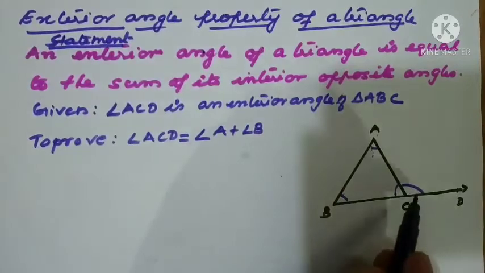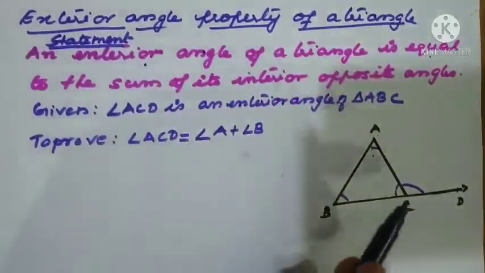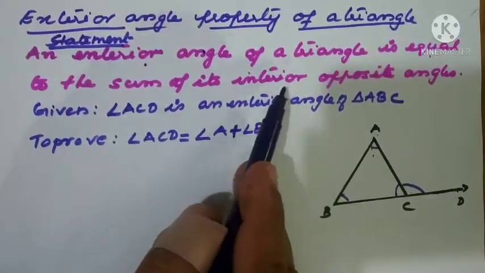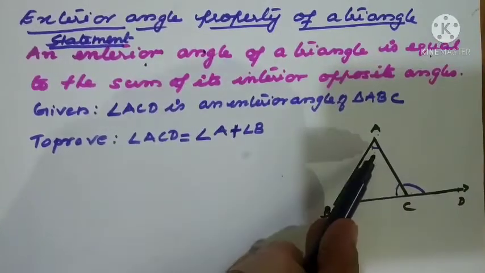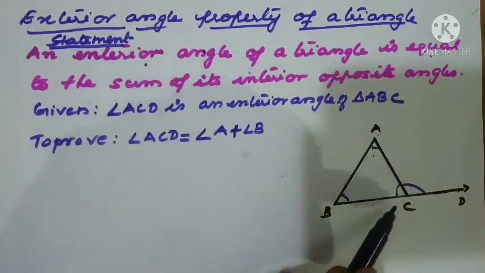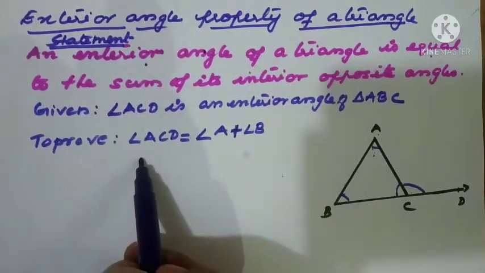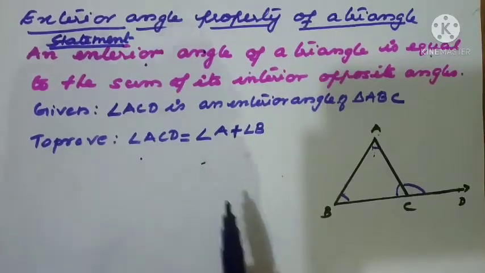Once again, what is the statement? It says the exterior angle is equal to the sum of its interior opposite angles. You know there are three interior angles, but which are the opposite interior angles? Angle A and angle B. Angle C is not an opposite interior angle, right? So what is the statement we have to prove? Angle ACD equal to angle A plus angle B.